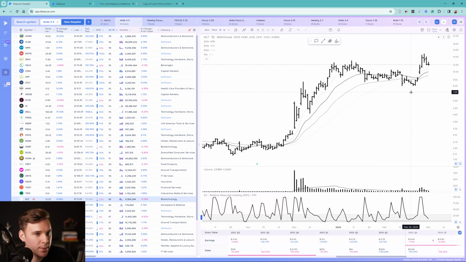ALT earnings coming up. I believe this is related to weight loss, diabetes type thing. Yep, this is NASH. So this theme is also something to take a look at. There's a lot of stocks moving on this type of news. I believe VKTX last week. So this is in a related field. We've got earnings upcoming on the 5th.